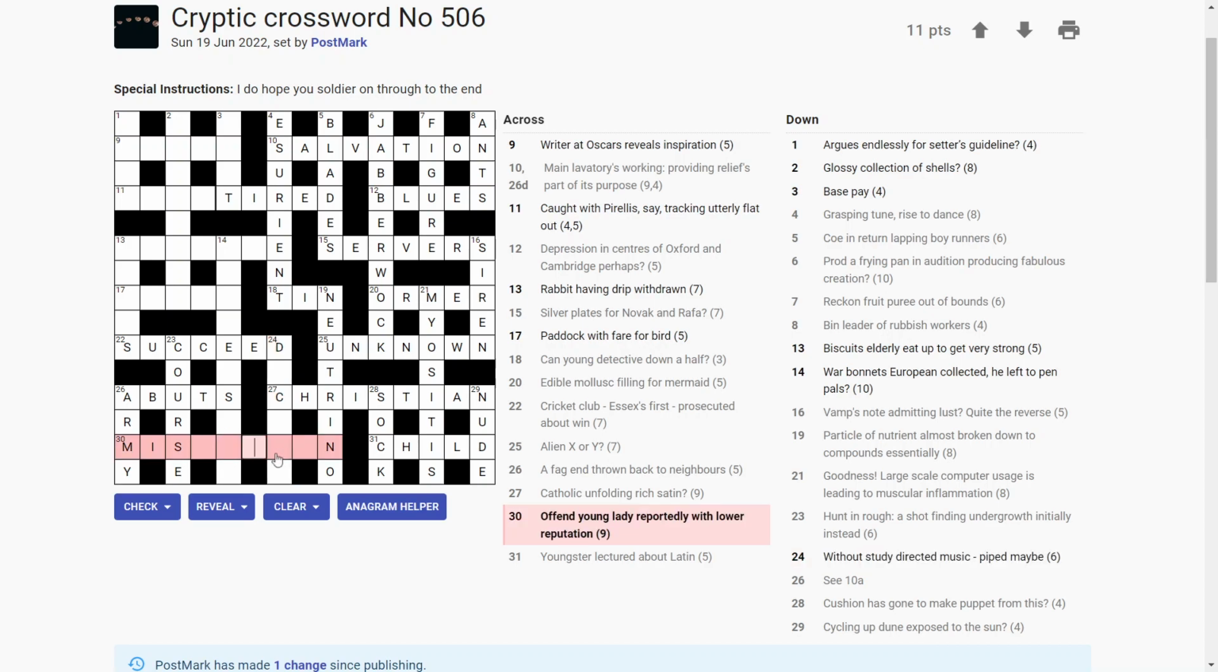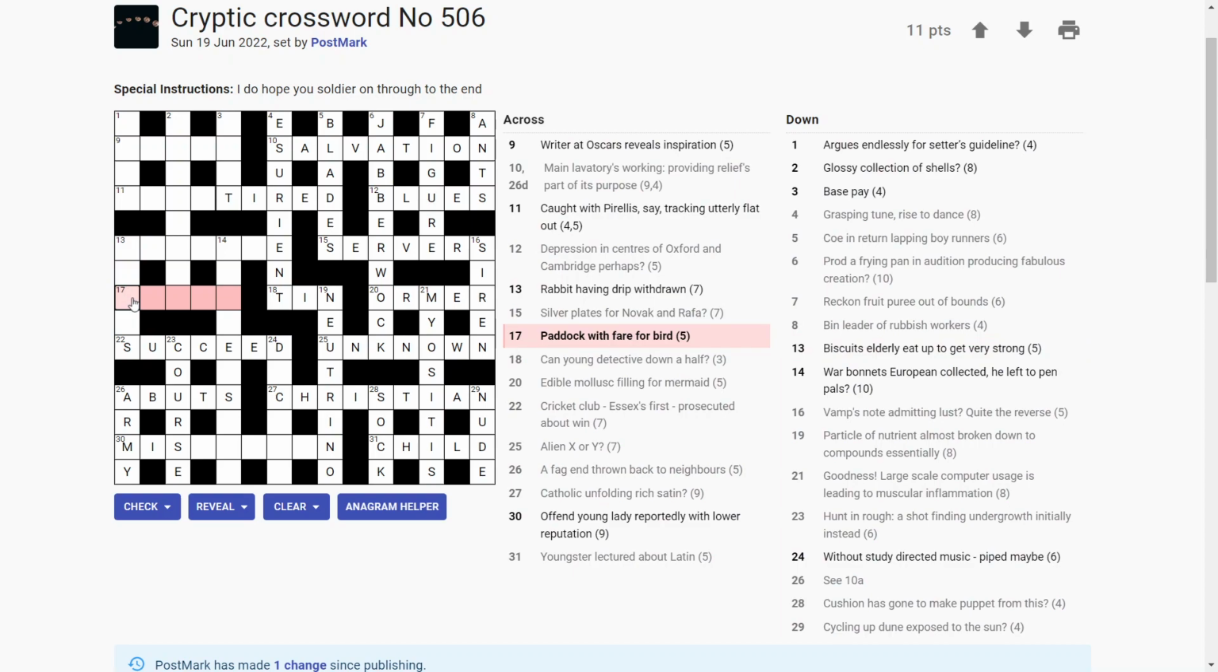And young lady reportedly. Miss something. Biscuits, elderly eat up. They get very strong. EDLES, is that a word? Edels? That would be backwards in biscuits elderly, which, because it's a down clue, you can say up. EDLES could be. So this will begin with L.